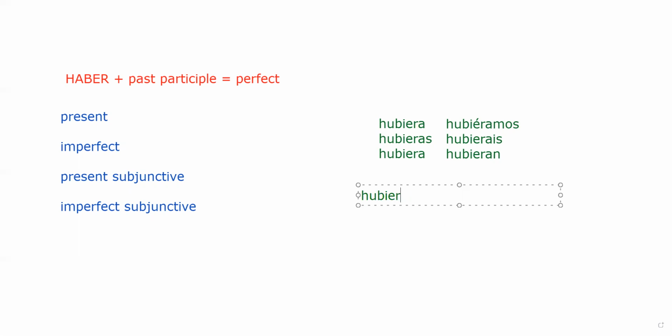Now, this one is actually a pretty common one to see with the alternate ending. You know, as in we have the different options. We can have the -ra ending, or we can have the -se ending. So we might see hubiese a little bit more often with this verb. So anyways, those are the conjugations of the past subjunctive for haber.